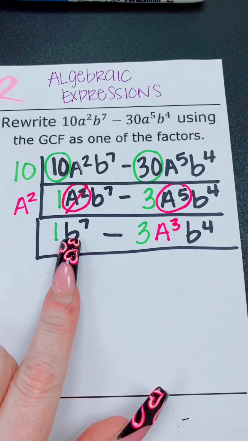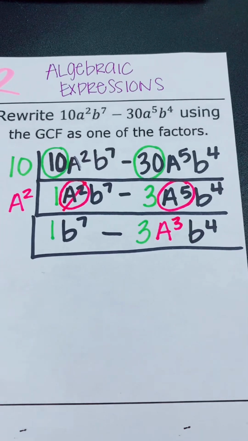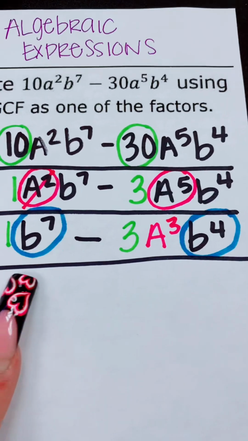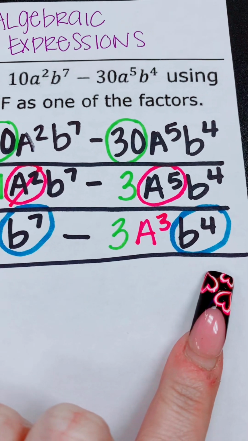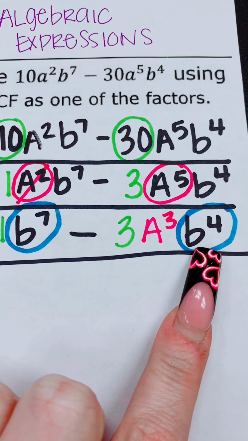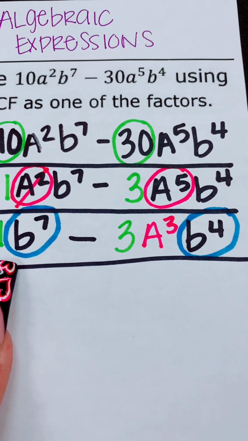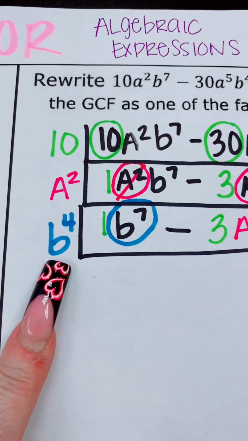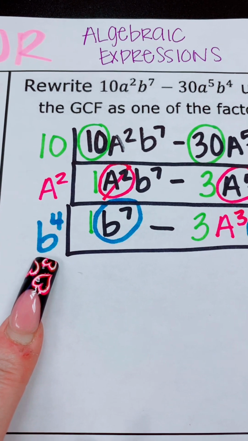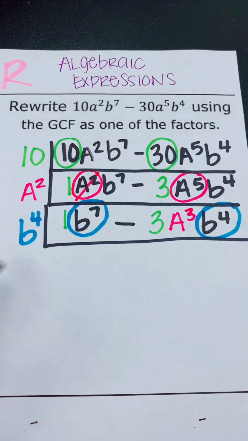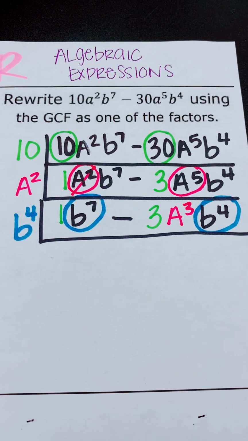So now it's time to focus on our b's. Just like when I was focusing on the a's, I'm going to take a look at my exponents for my b's, and I'm going to look for the exponent that is the smallest. 4 is smaller than 7, so that means I can take out 4 b's. So I have a b to the 4th out to the side. When dividing, you need to subtract your exponents, so that's what I'm going to do.